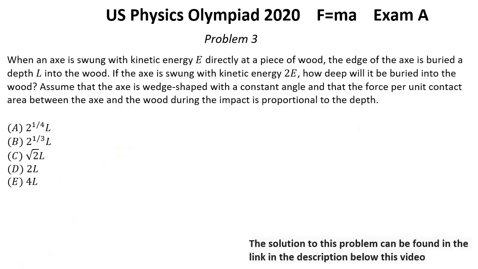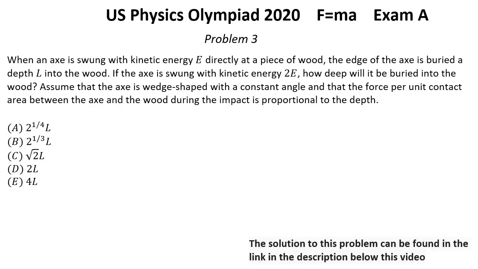Problem number 3. When an axe is swung with the kinetic energy E directly at a piece of wood, the edge of the axe is buried to depth big L into the wood. If the axe is swung with kinetic energy 2E, how deep will it be buried into the wood? Assume that the axe is wedge-shaped with a constant angle and that the force per unit contact area between the axe and the wood during the impact is proportional to the depth.